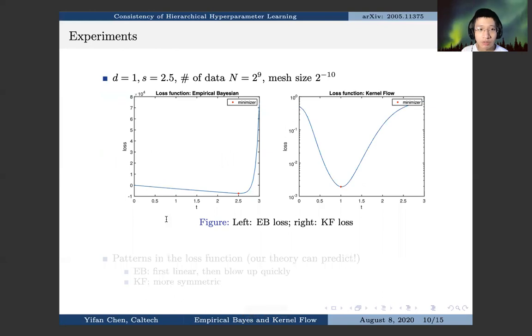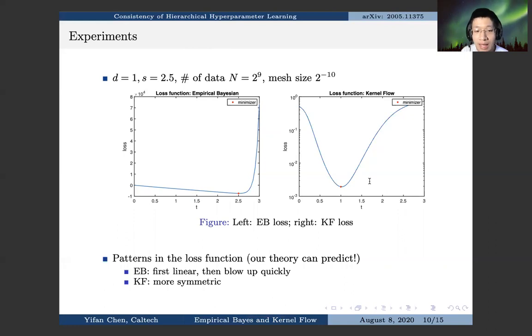To convince you this theory is correct, we present a simple experiment here. Consider one-dimensional case and s equals 2.5. The number of data equals 2 to the 8. And we use mesh size 2 to the minus 10 to discretize the Laplace operator. On the left-hand side, we output the loss function of the empirical Bayes approach for a single realization of u dagger. We can see that the minimizer will be 2.5, matching the prediction. On the right-hand side, we have the KF loss. The minimizer is 1, which also matches the prediction.